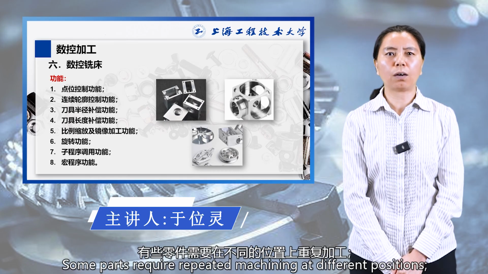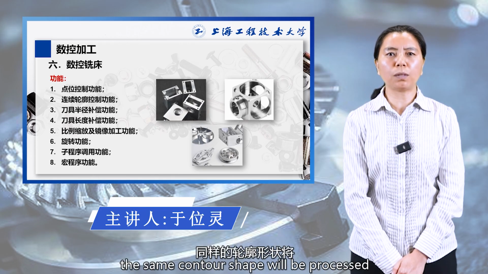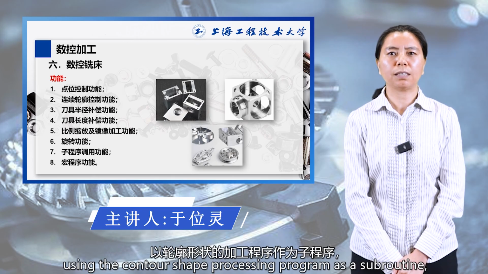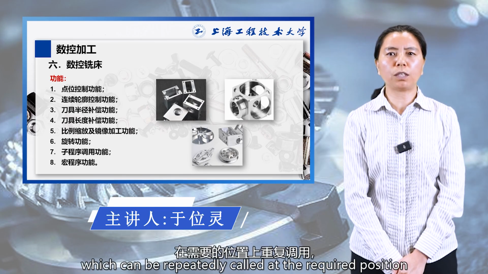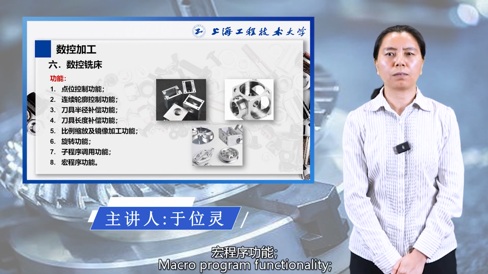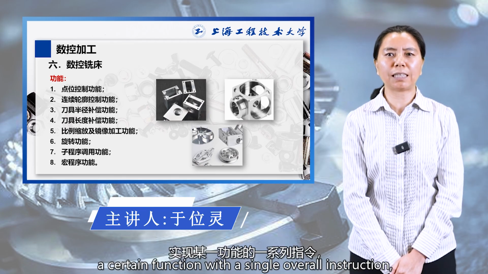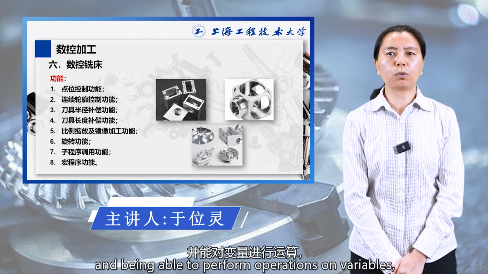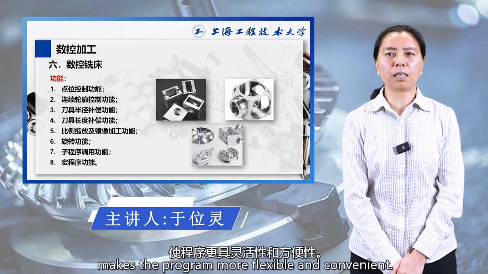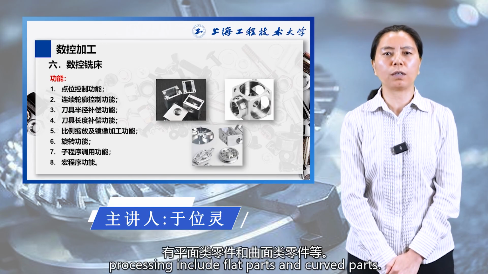Some parts require repeated machining at different positions. Subroutine calling function. The same control shape will be processed using the control shape processing program as a subroutine, which can be repeatedly called at the required position to complete the machining of the part. Macro program functionality, representing a series of instructions that implement a certain function with a single overall instruction, and being able to perform operations on variables, makes the program more flexible and convenient. The parts suitable for CNC milling machine processing include flat parts and curved parts.